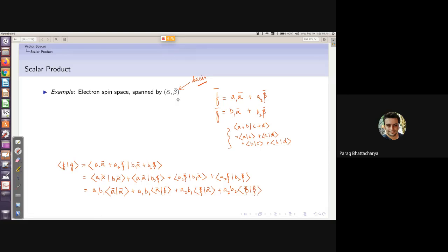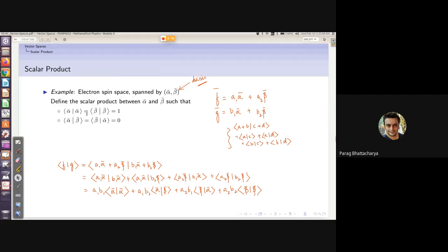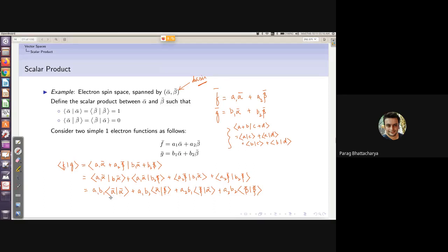Now from this definition we already know, we have defined it this way: the scalar product of alpha with alpha is 1, and the scalar product of alpha and beta, or beta and alpha, is 0. So this is going to be equal to 1, this is equal to 1, and these two will be equal to 0. As a result, the scalar product of f and g will be simply equal to A1 B1 plus A2 B2. That's the scalar product of these two spin states.